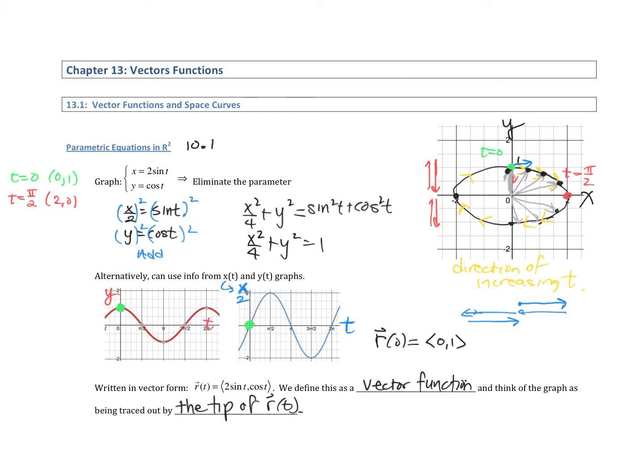So we've defined what a vector function is. This is a vector function in 2 dimensions. We'll look at vector functions in 3 dimensions in just a minute. And we've talked about what the graph of a vector function is. We're also going to talk about things like domain and range and limits and derivatives and so on with this new kind of function.